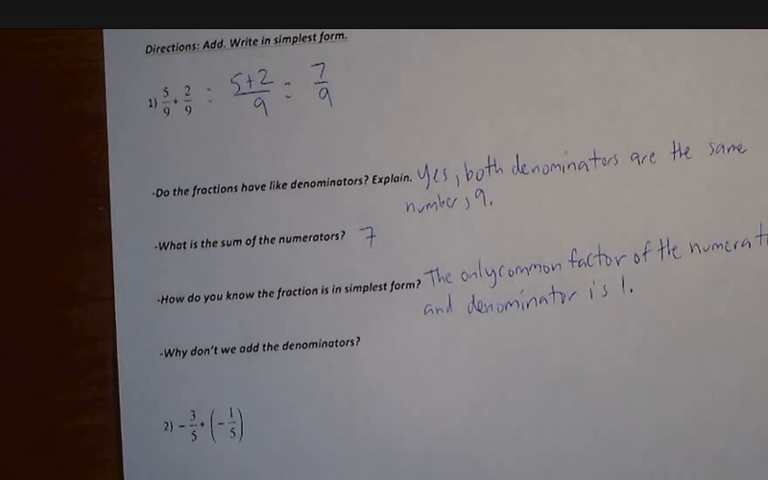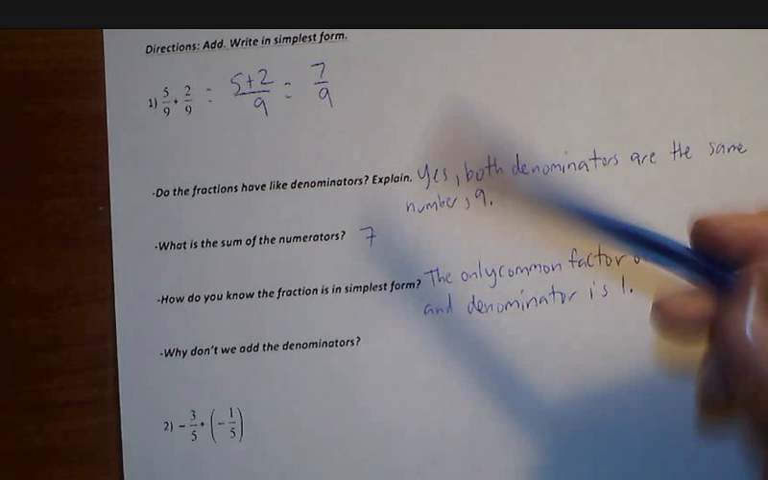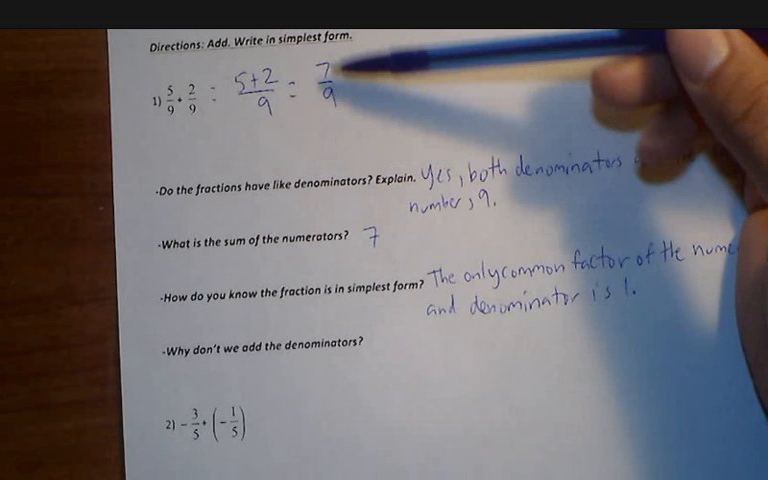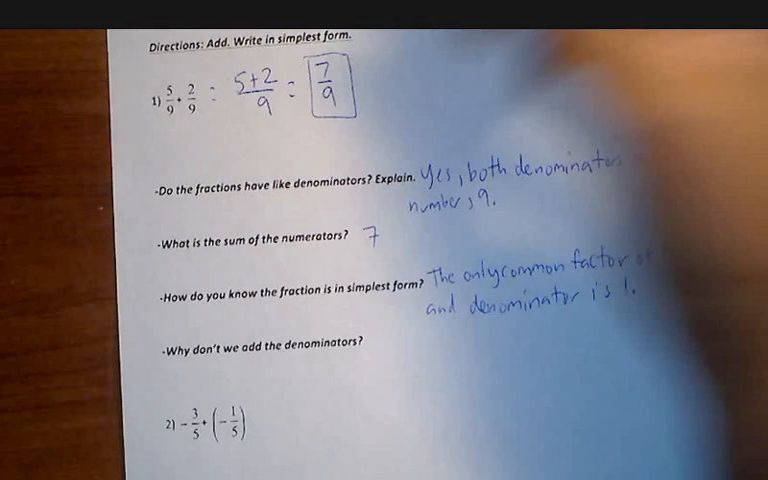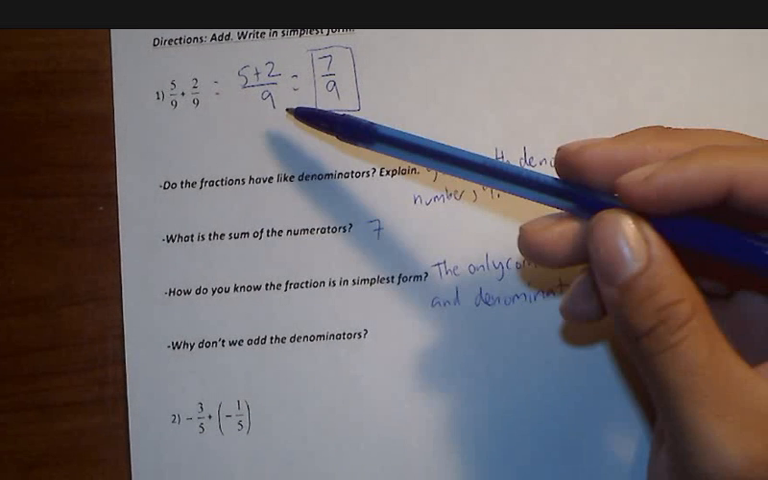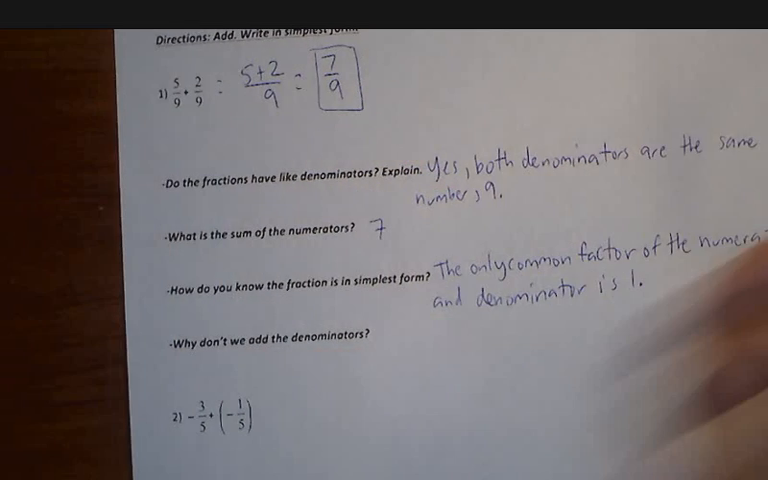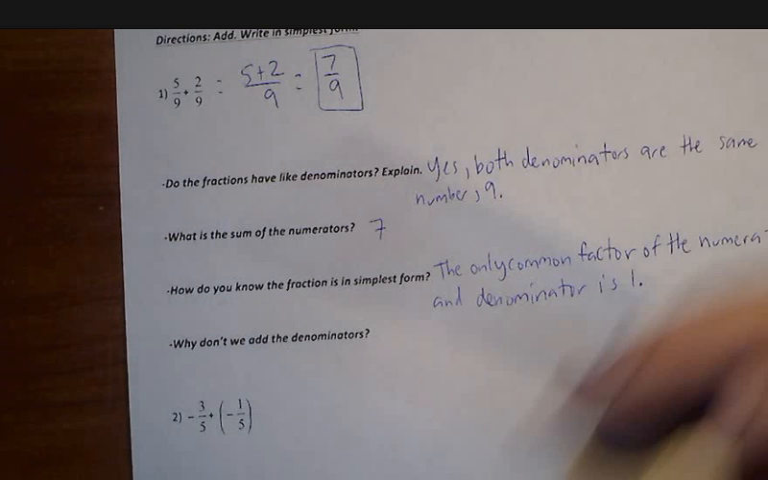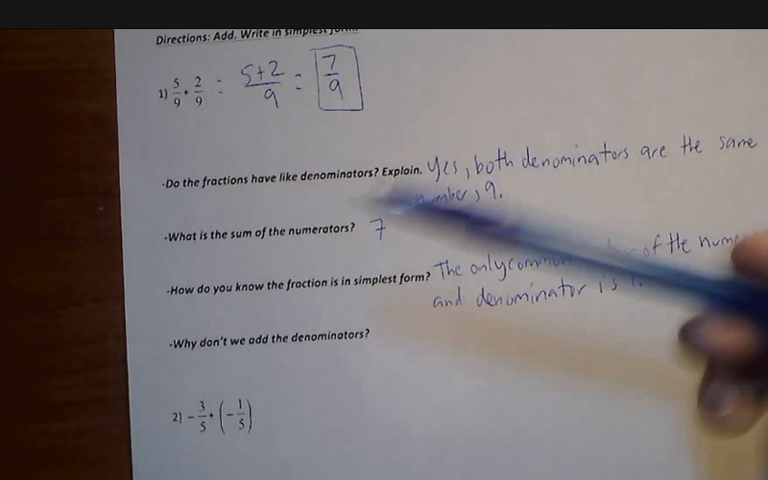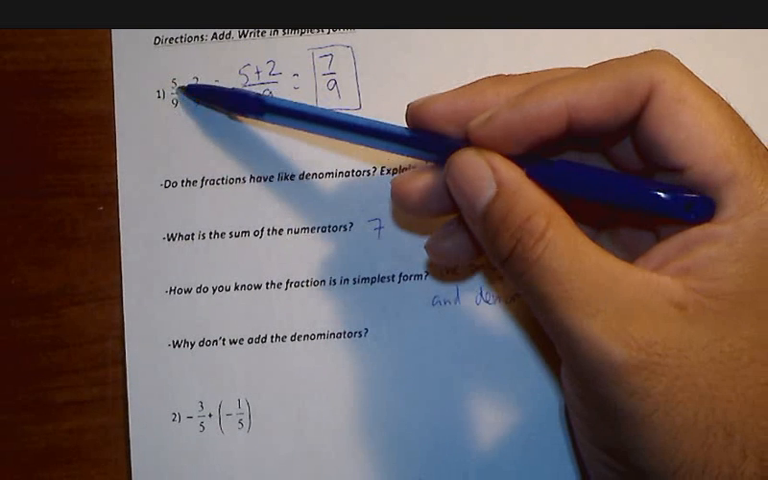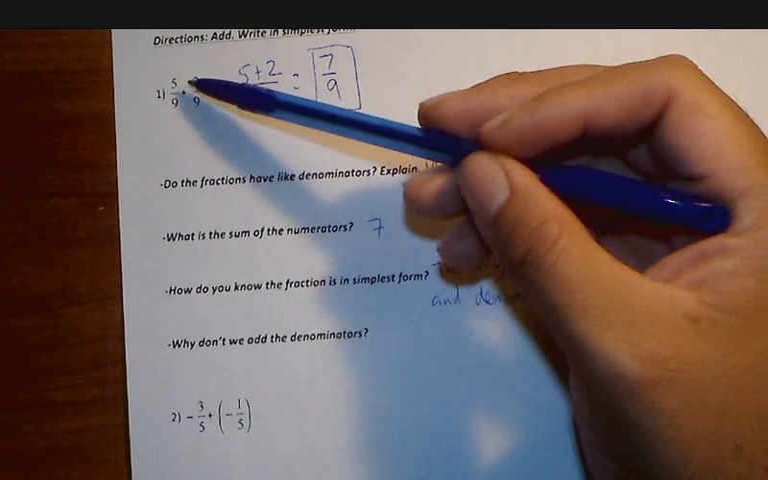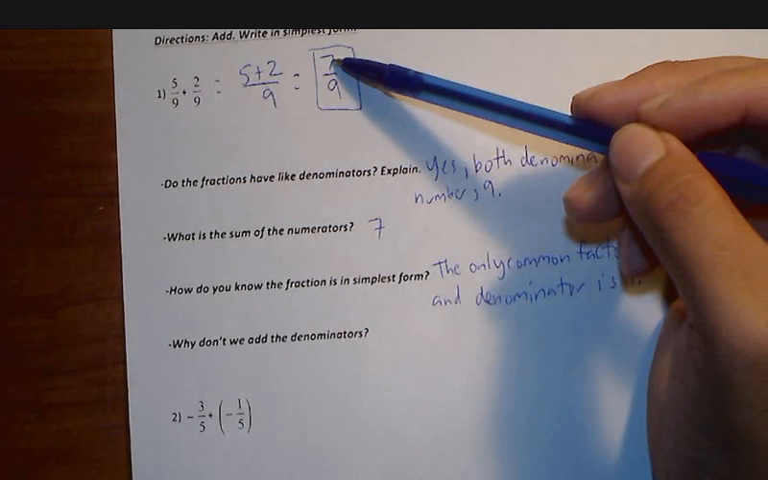Lastly, we want to figure out why we don't add the denominators. 7 over 9 is my final answer, but I want to know why. Well, the denominator represents the whole. For example, if you have the number 1, 1 would be the whole. We're adding 5 parts of one whole and 2 parts of one whole. The sum of these 2 parts is 7 parts out of the same whole, which means 7 out of 9.